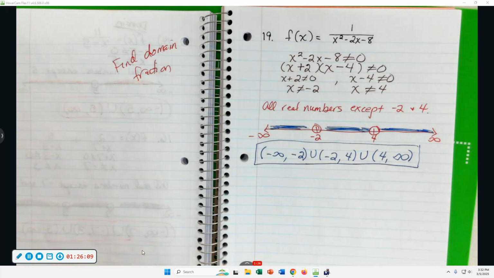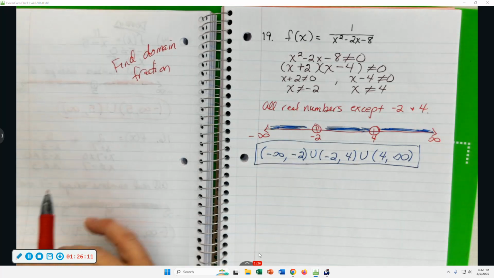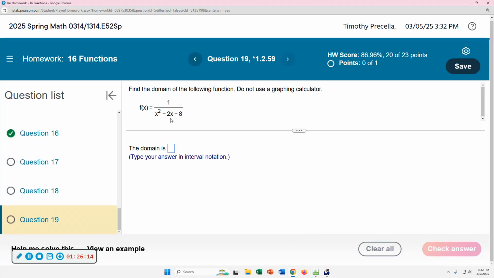That's going to be different from what we're about to do in the last two problems.